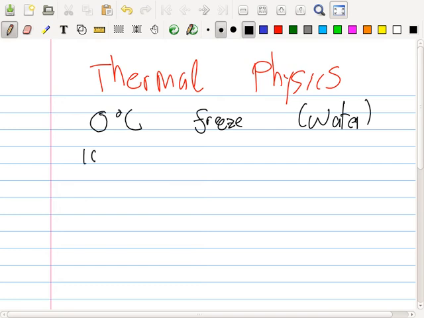And then what happens at 100? It boils, into gas, into steam. And in between 0 and 100, it's just water, it's just a liquid. That's Celsius.